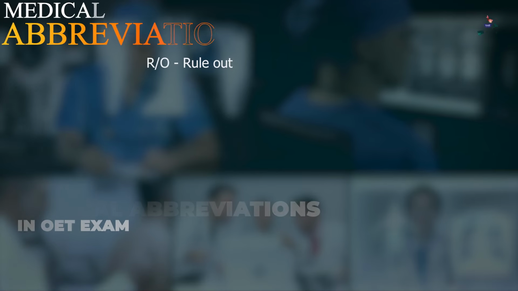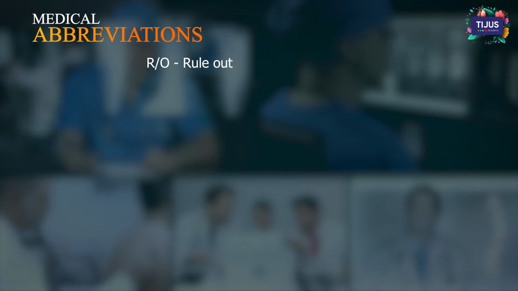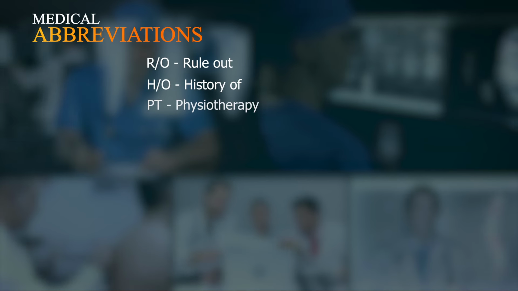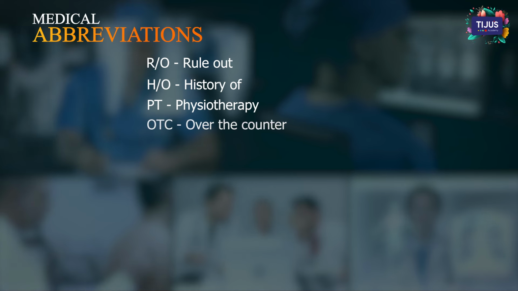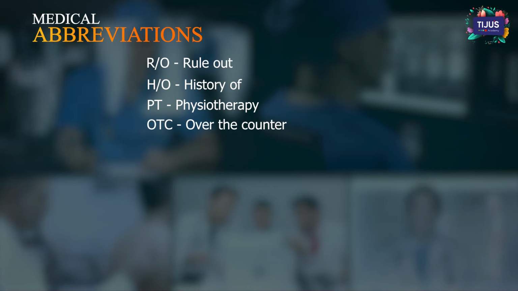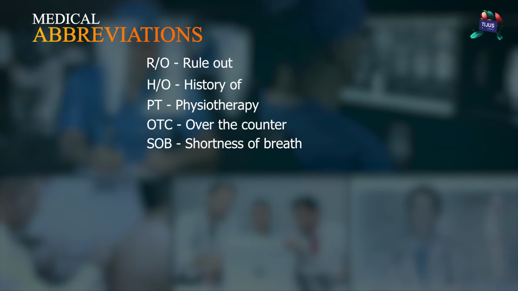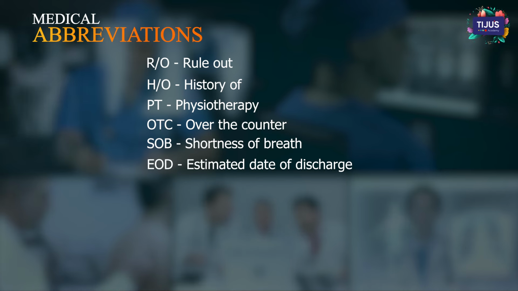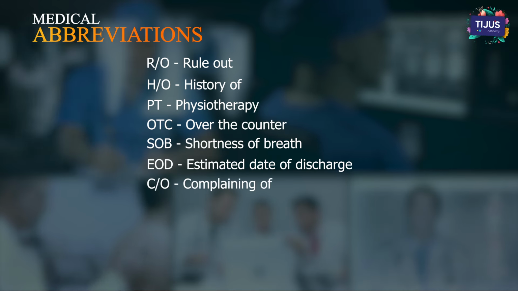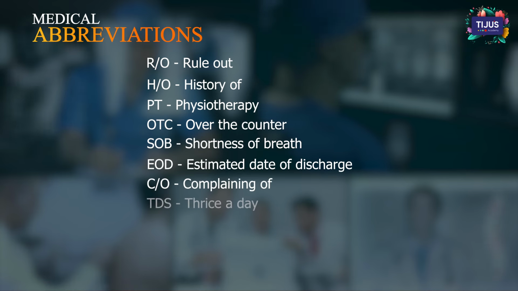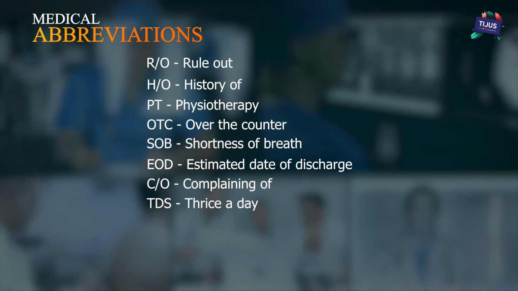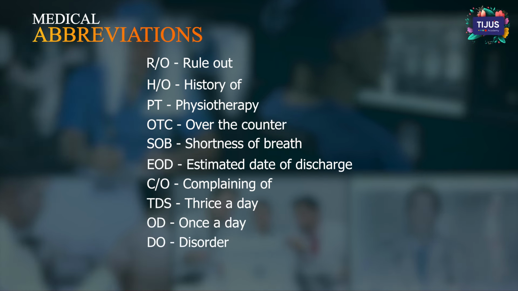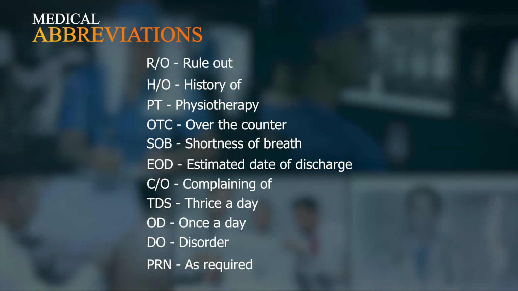So the first one is R/O, rule out. Then H/O, history of. PT, physiotherapy. OTC, over the counter. SOB, shortness of breath. EOD, estimated date of discharge. C/O, complaining of. TDS, thrice a day. OD, once a day. DO, disorder. PRN, as required.